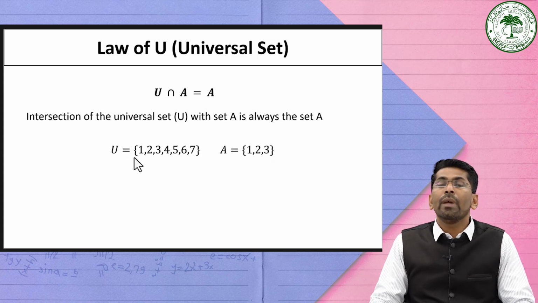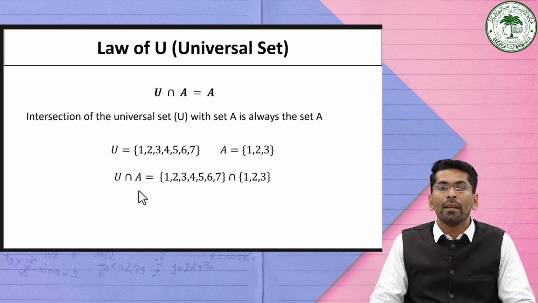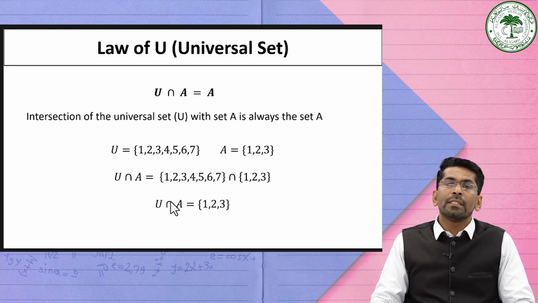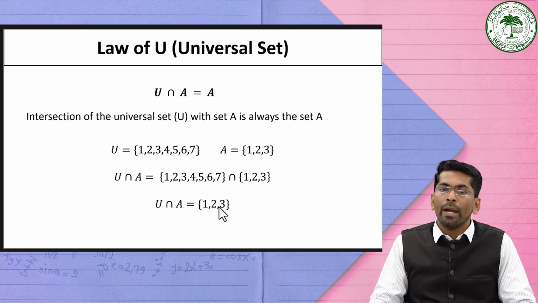For example, we have a universal set equal to {1, 2, 3, 4, 5, 6, 7} and set A equal to {1, 2, 3}. Now we find the universal set intersection A, that is U intersection A, which is {1, 2, 3, 4, 5, 6, 7} intersection {1, 2, 3}. The common elements are 1, 2, 3. So U intersection A is equal to {1, 2, 3}, which proves that the intersection of the universal set with set A is always A, when A is a subset of the universal set.